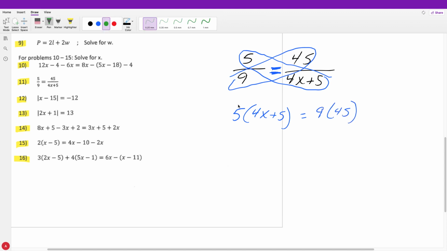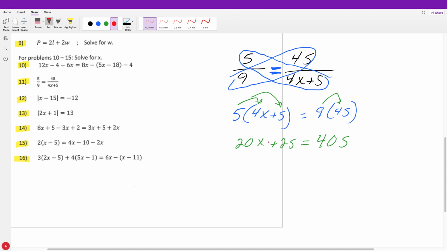And then from here, we will distribute the 5 into both. That's why it's important we write it with parentheses, so it becomes 20x plus 25 is equal to 9 times 45. I don't need to draw that arrow. Let's see, 9 times 40 will be 360, plus 45 will then be 405.